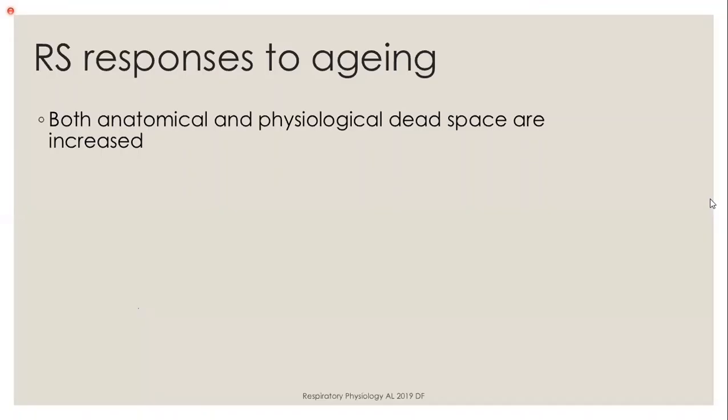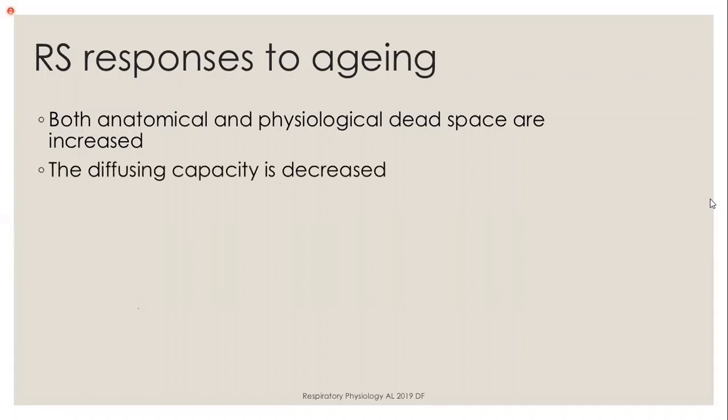One is aging. So even if you age healthily, there would be changes in the respiratory system. One such change is that both anatomical and physiological dead space are increased. This increase in the anatomical dead space is thought to be due to dilatation of bronchi that happens with aging.